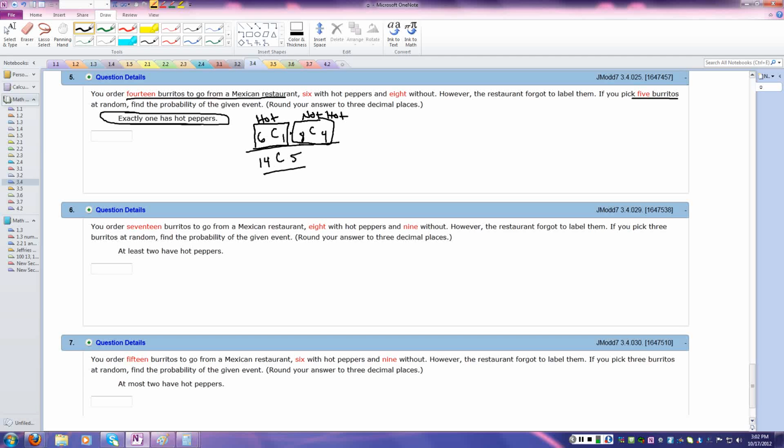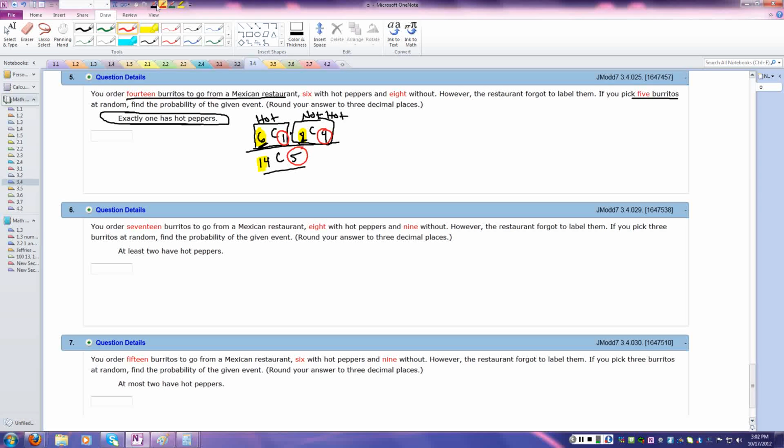Over 14 choose 5. So if you look at this number plus this number, let me highlight it here, let's put it in red. This number plus this number should equal this number.